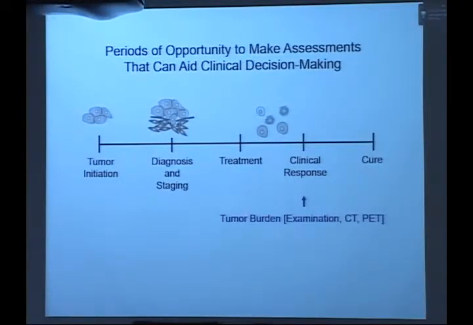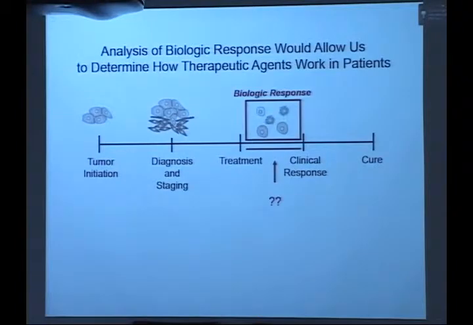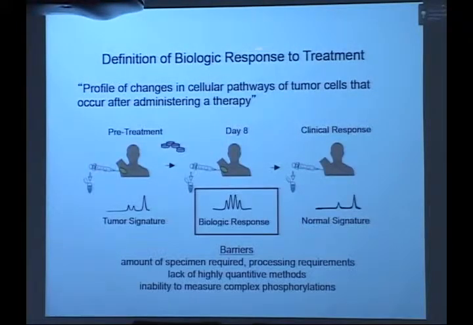So this is where we really want to start building in additional time points leading up to just a gross examination of tumor burden with imaging. And this is kind of what I'm going to be focusing the rest of the talk about. So when I say we want to determine that red box, the biologic response to treatment, I'm talking about profiling changes in cellular pathways of tumor cells or host cells that occur after administering a therapy.